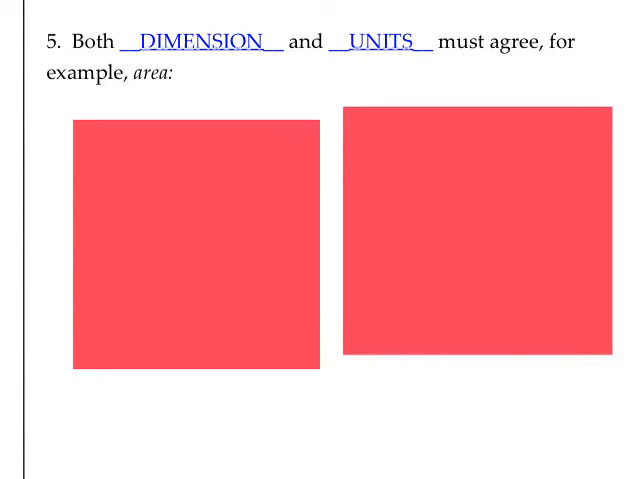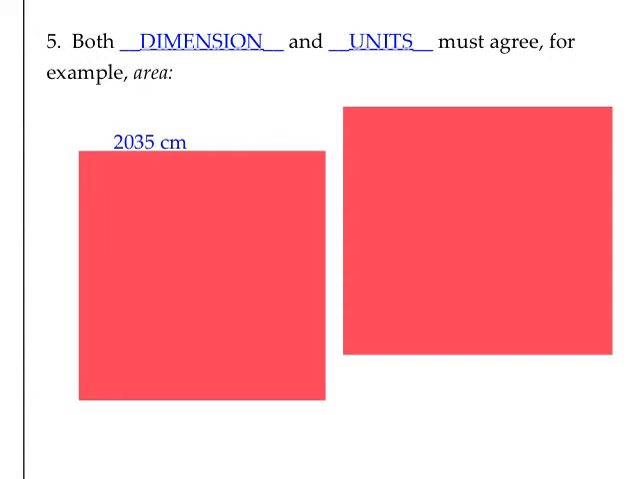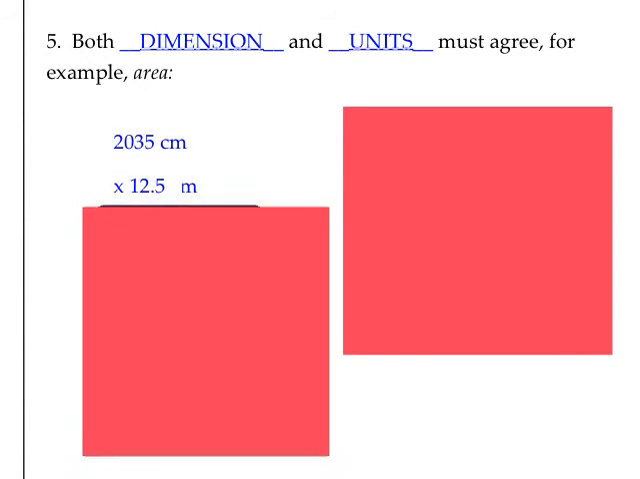And we need to have the dimension and the units agree. So for example, with area, okay, what should area be measured in? Like, how do you find area of something, just in general? You find the area of a square? Are you that rusty from summer? So we know that we're going to multiply two sides together.